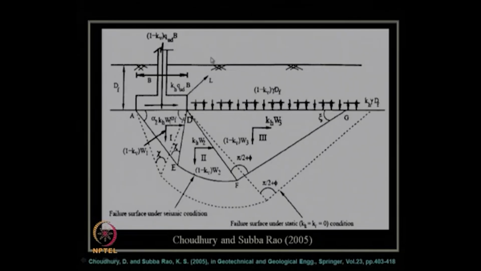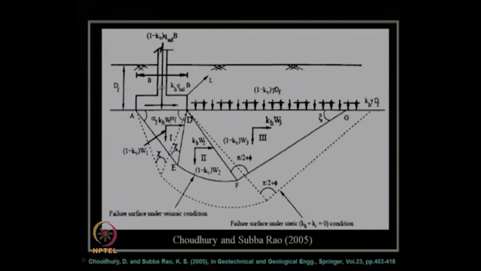As Terzaghi did for the static case of bearing capacity factor determination, this dotted line shows the typical failure surface as per Terzaghi's failure mechanism. Now, this dotted line is actually symmetric under the static condition. So, whatever we see on this side, the similar thing we can find on the other side under the static loading condition. However, it is not the case in the seismic loading.